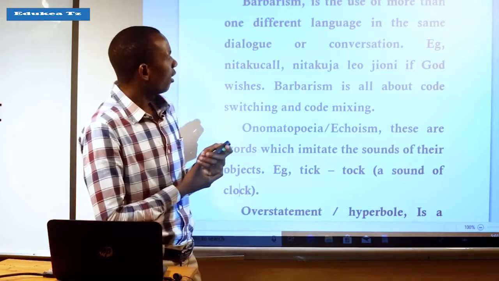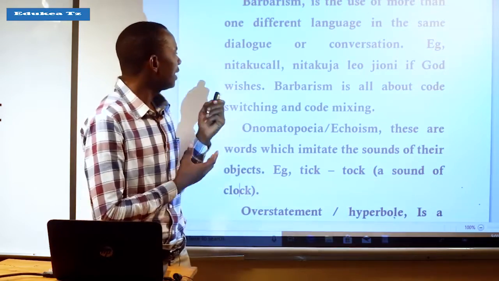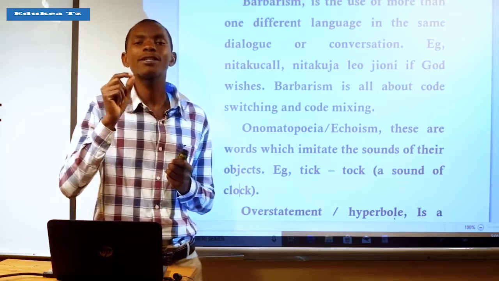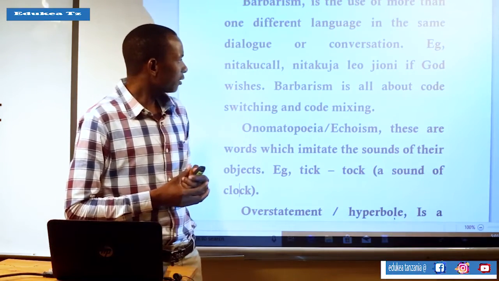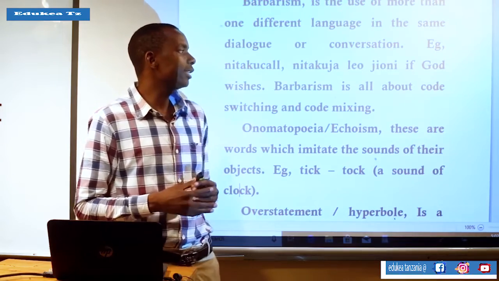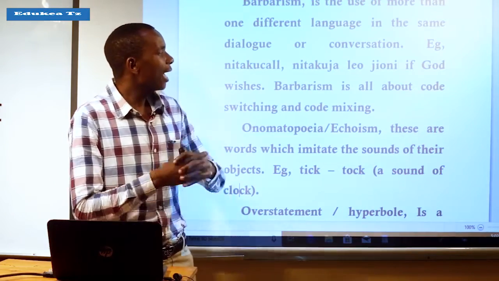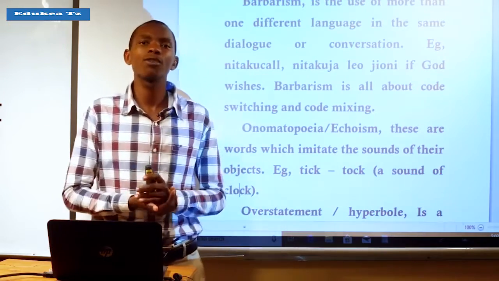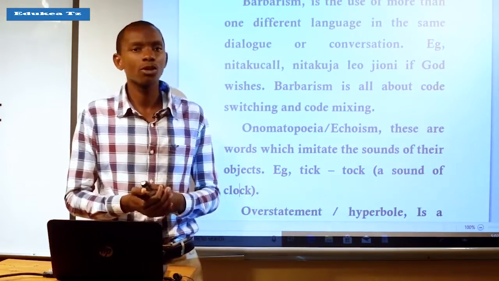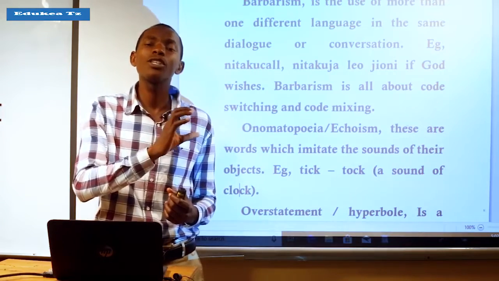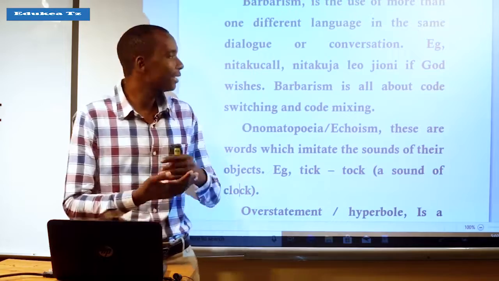So in dialogue or conversation, for example, "nitakukolu." The word "nitaku" is a word which comes from Kiswahili. It is a Swahili word. Also, "nitakuja leo jioni if God wishes." "Nitakuja leo jioni" are words of Kiswahili. Also, "if God wish" are words which come from the English language. So here more than one language has been used in this conversation, which is done by several characters.